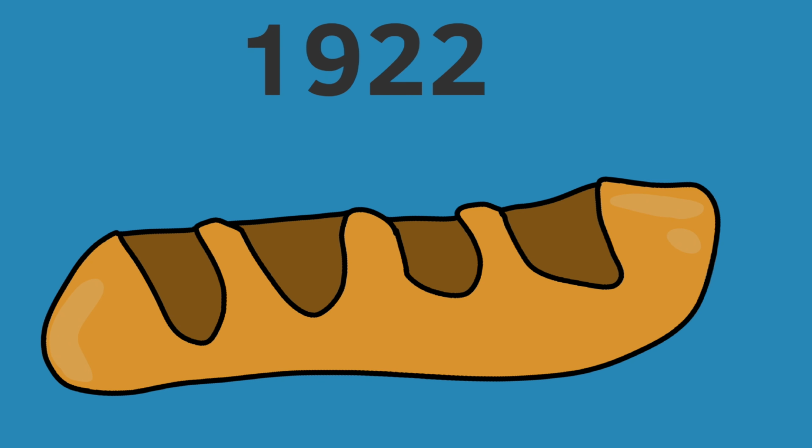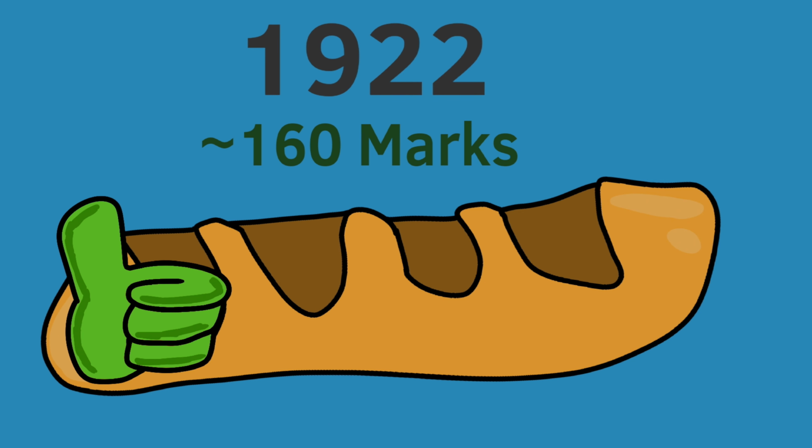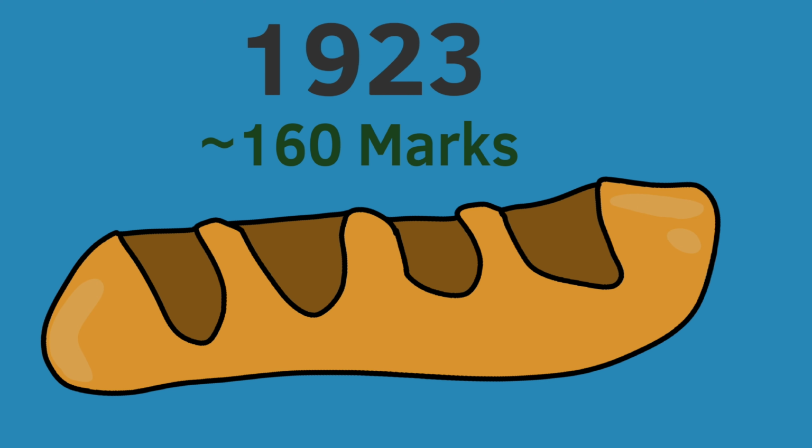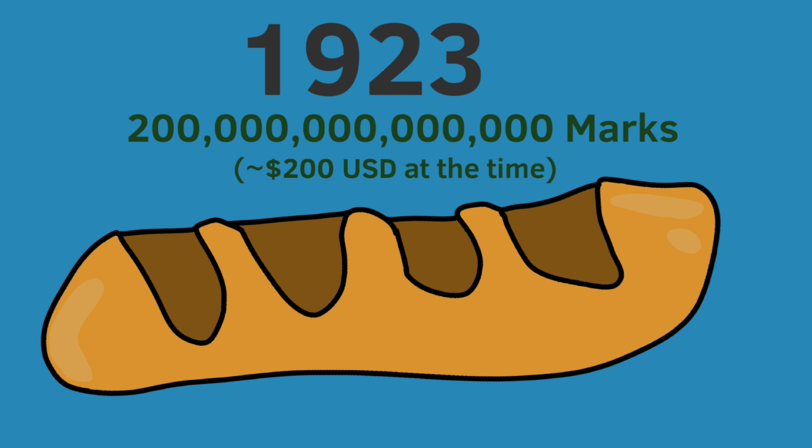At the end of 1922, the average price of bread cost around 160 marks. That's the normal cost. But then, at the end of 1923, bread would have cost over 200 trillion marks.